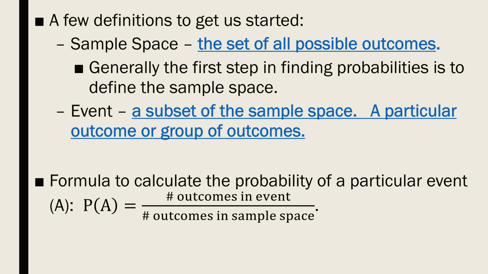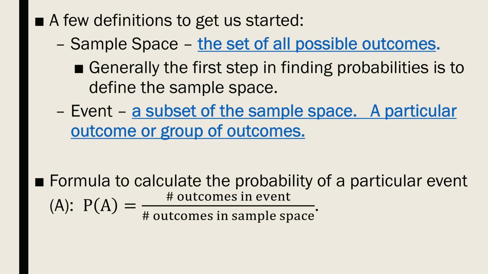Here are a few definitions to get us started. First, what is sample space? Sample space is the set of all possible outcomes. Generally, the first step in finding probabilities is to define the sample space. Second definition is event. An event is a subset of the sample space, a particular outcome or group of outcomes.